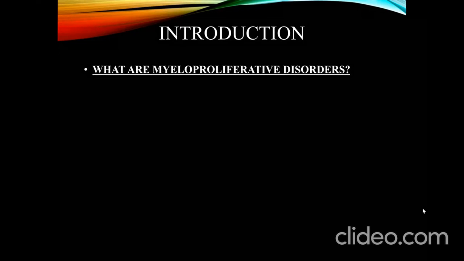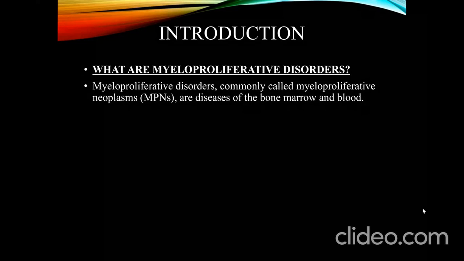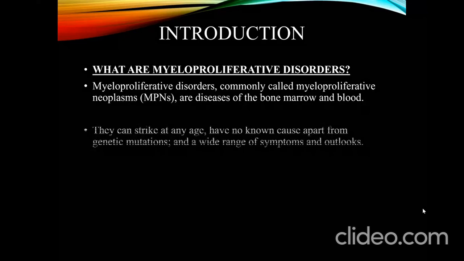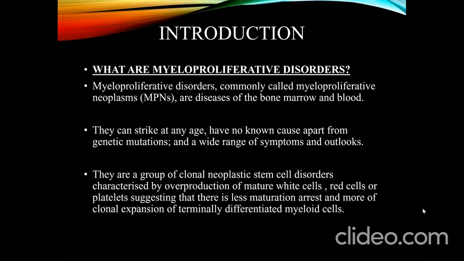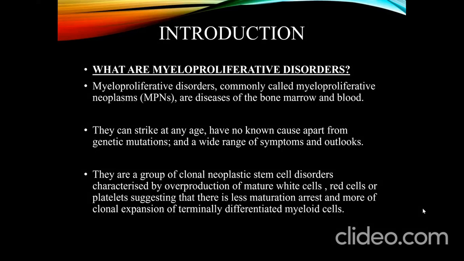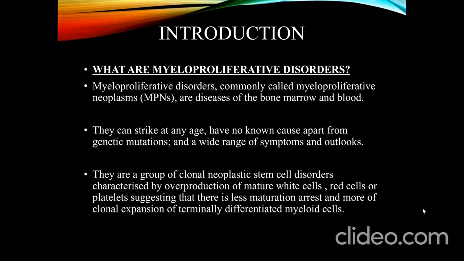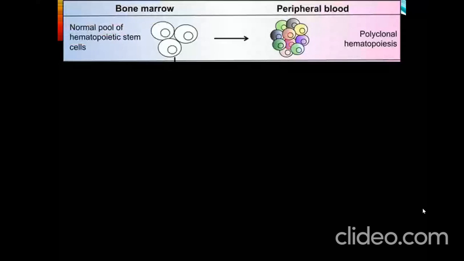So, what basically are myeloproliferative disorders? Myeloproliferative disorders, commonly called myeloproliferative neoplasms, are diseases of the bone marrow and blood. They can strike at any age, have no known cause apart from genetic mutations, and a wide range of symptoms and outlooks. They are a group of clonal neoplastic stem cell disorders characterized by overproduction of mature white cells, red cells, or platelets, suggesting that there is less maturation arrest and more of clonal expansion of terminally differentiated myeloid cells.